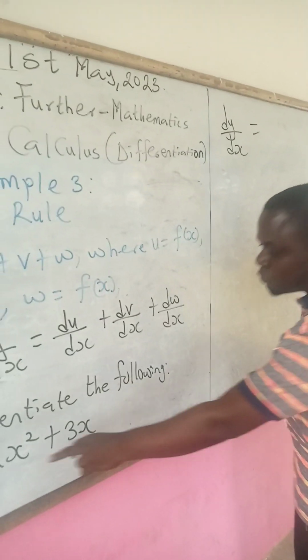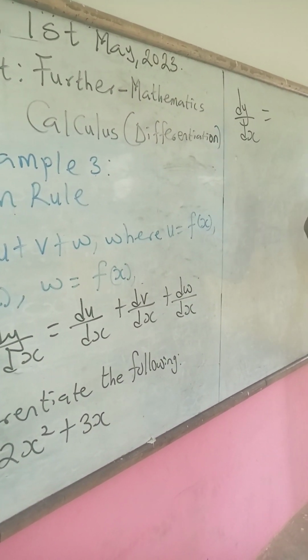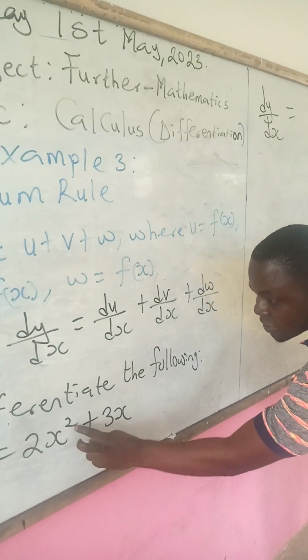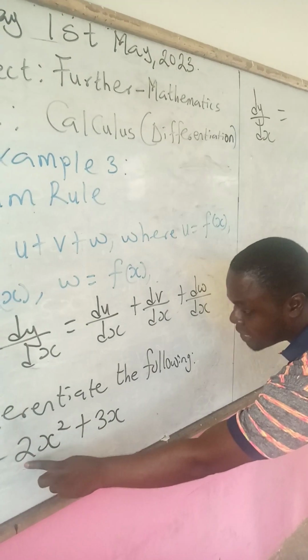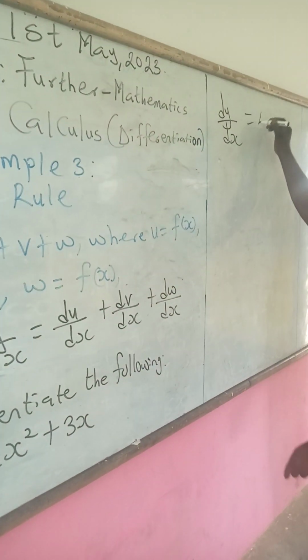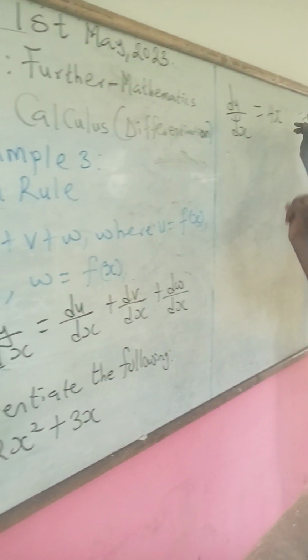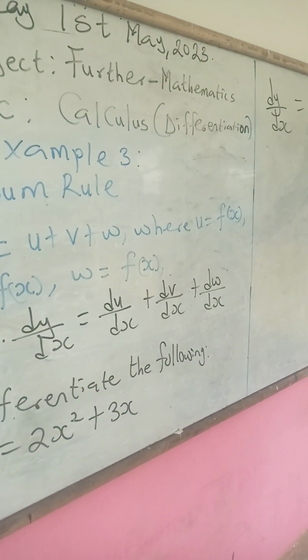equals, when you have 2x squared, how can we differentiate this? Let me break it down. You can see this 2 here; you use it to multiply this one. So 2 times 2 will give you 4. Then 2 minus 1 makes it 1. That is 4x. Then plus 3.